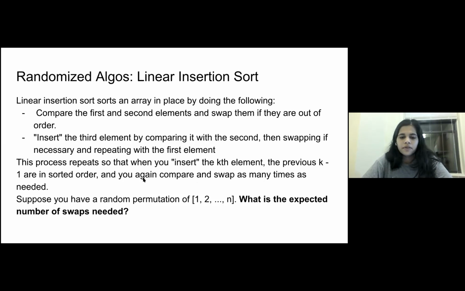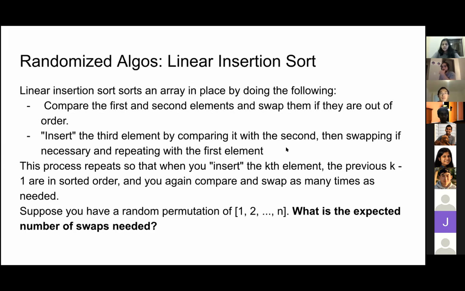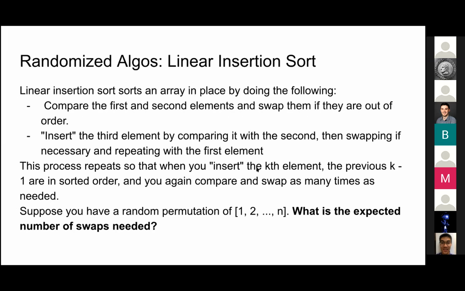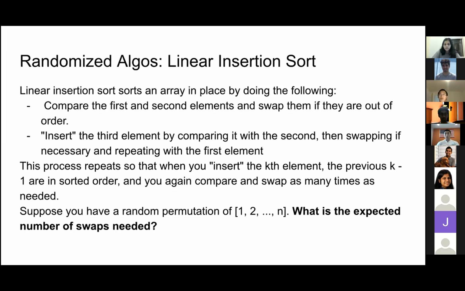So let's assume that we have a random permutation of 1 to n, and we want to find the expected number of swaps that are needed to sort the whole array. Cool. So actually, any questions about the problem statement?